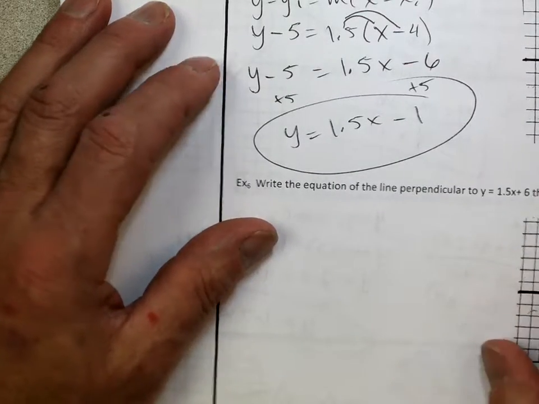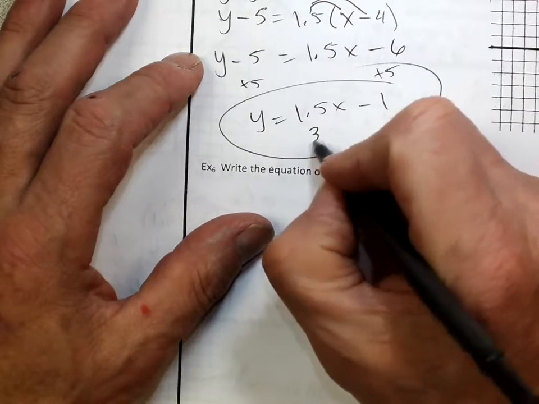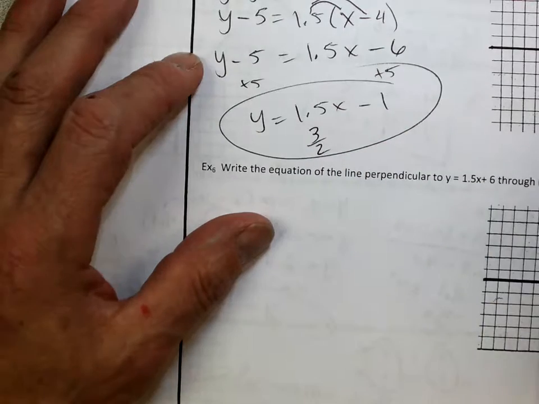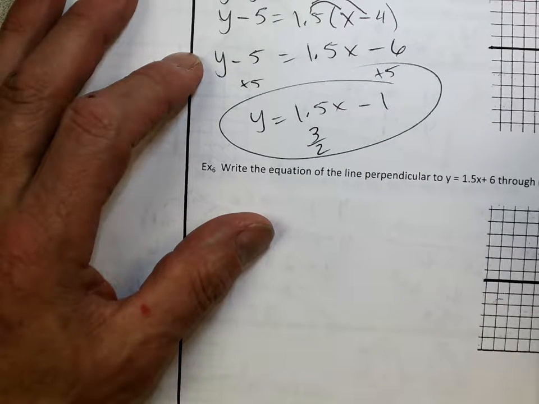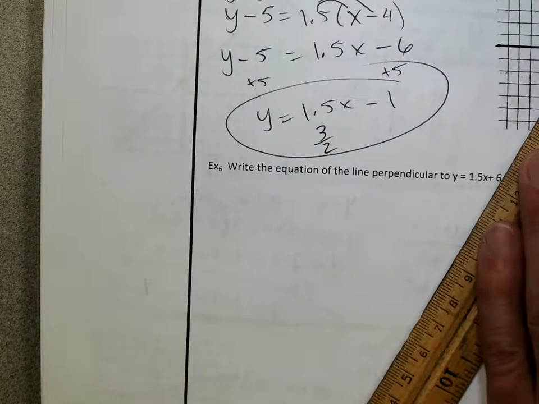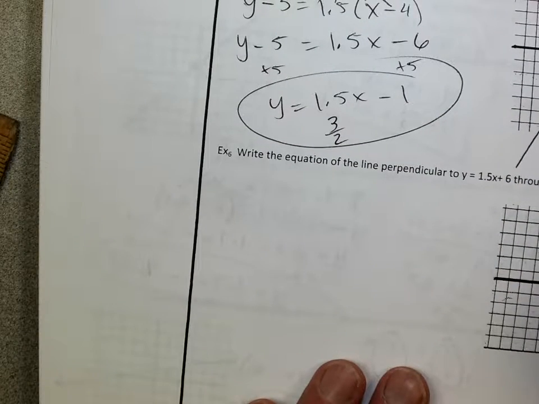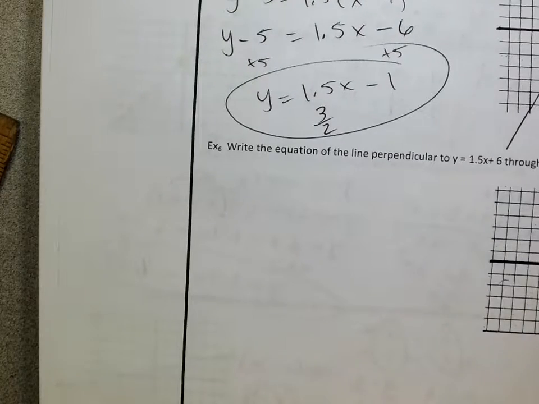Let's graph it. Negative 1. 1.5, same thing as 3/2, right? Up 1, 2, 3 over 2. Up 1, 2, 3 over 2. One, 2, 3, 4. 1, 2, 3, 4, 5. It does. It goes through 5, 4, or 4, 5, doesn't it?